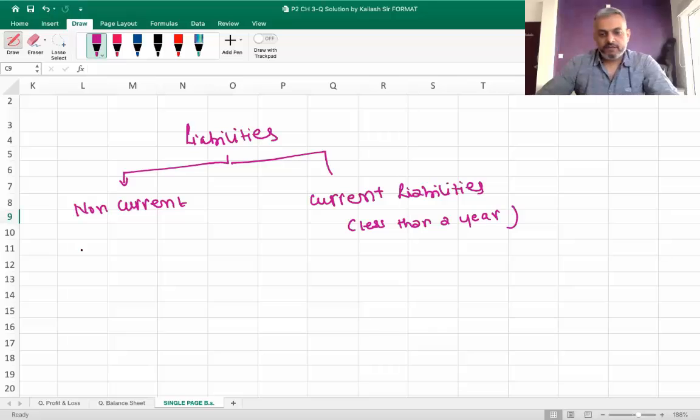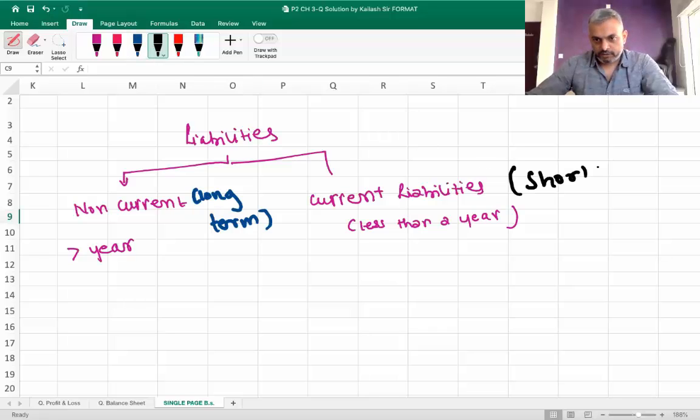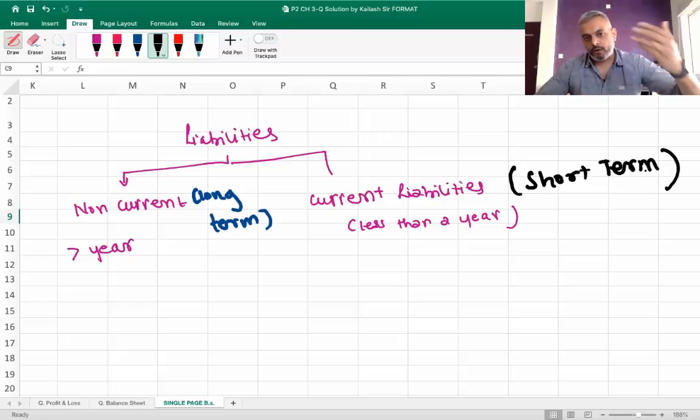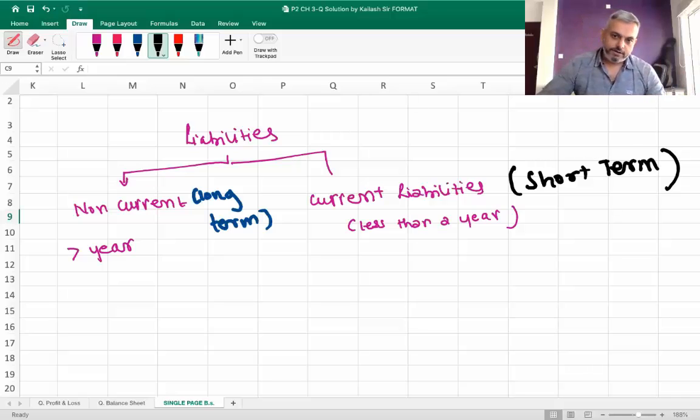And non-current means greater than a year, or we can say non-current means long term and current means short term. So please write this. So you know non-current is long term, more than a year. So if you've taken a loan for more than a year, 2 years, 3 years, 4 years, that is non-current. And if you have taken a loan for 8 months, 9 months, 10 months, even a year, that will be a current liability, which is generally to be paid within a year, like creditors, bank overdraft. You'll see all these coming in this format.